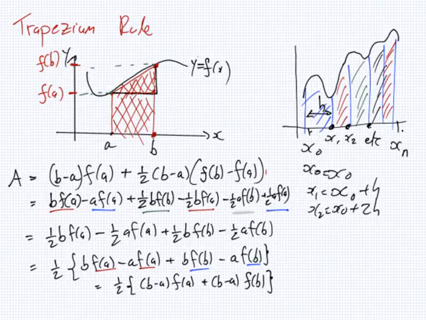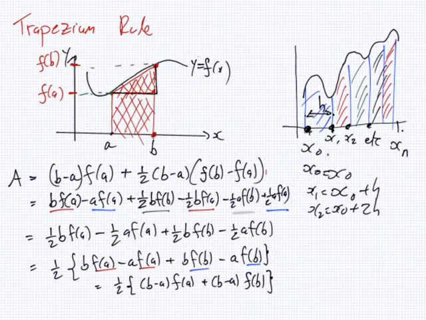How does x1 equal x0 plus h? Here's x0, yes? Here's x1. And what's the distance between them? h. So x1 is x0 plus h. Is it okay? Yeah.